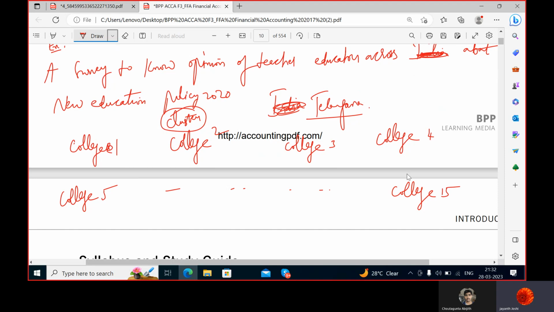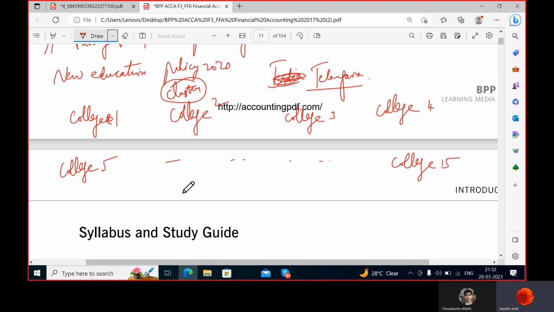Then we will select a few clusters from them. Step 2, select. So what we did is we divided Telangana's educators, whomever we want to survey. We know that in entire Telangana there are 15 colleges from where we can get these educators. So we divided Telangana into 15 clusters. Each college is a cluster here. Now second, we are selecting clusters out of them. Select a few clusters out of these.